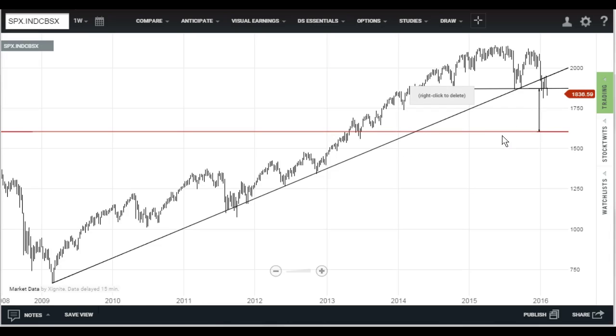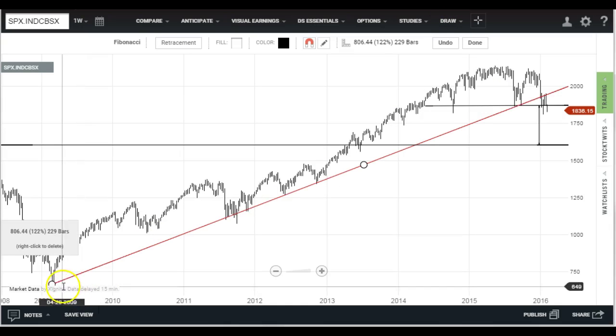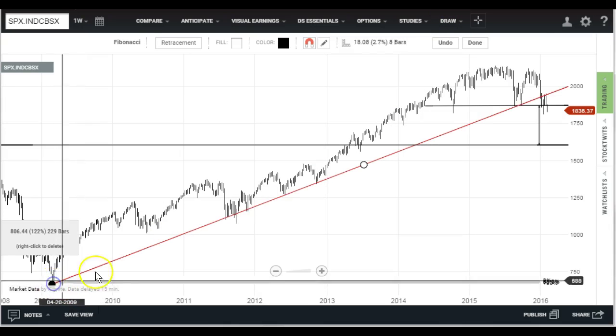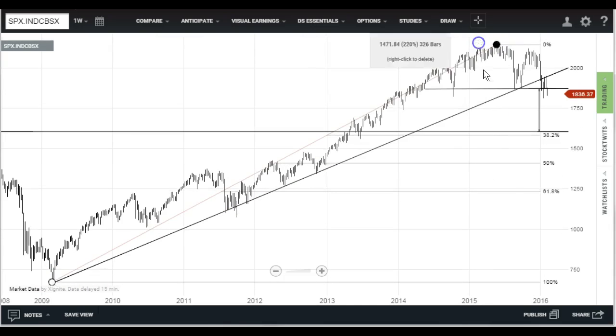All right, now let's go a little bit further. How does that fit into the context of this whole bull market since 2009? Now I'm going to do a Fibonacci over here, just the basic retracements, nothing fancy. From there to there. I'm going to get out of the way now, and you can see that the target line that I drew before is not too far from that 38.2% retracement.